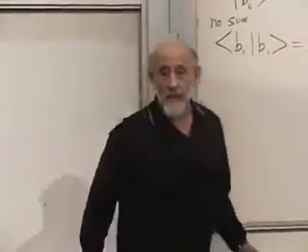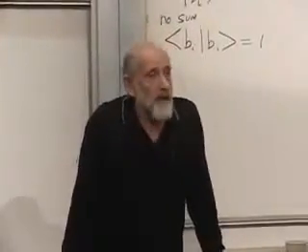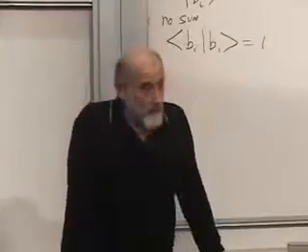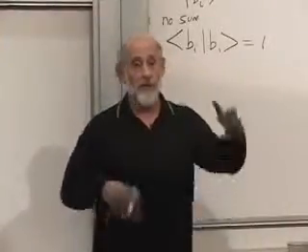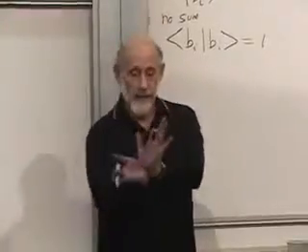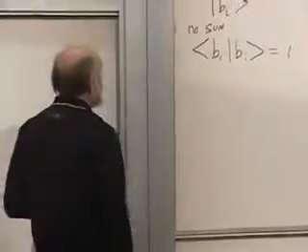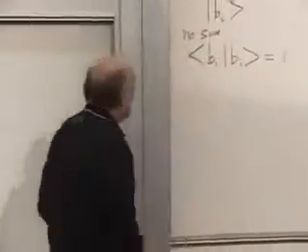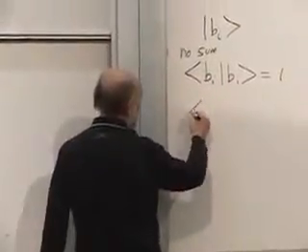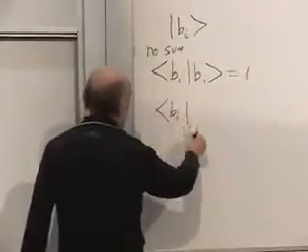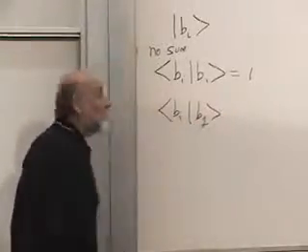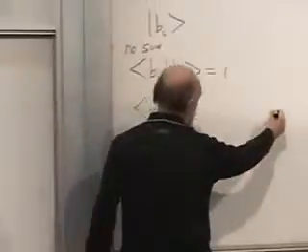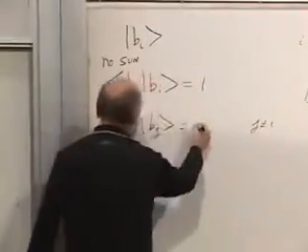Next, they're perpendicular to each other. What does it mean to be perpendicular to each other? For ordinary vectors, it means that the dot product is 0. When two vectors are perpendicular, remember that the dot product is the projection of one onto the other. If they're perpendicular, there is no projection. So let's write it this way. If I take two different vectors, let's say B1 and B2, or Bi and Bj, for j not equal to i, then that's 0.